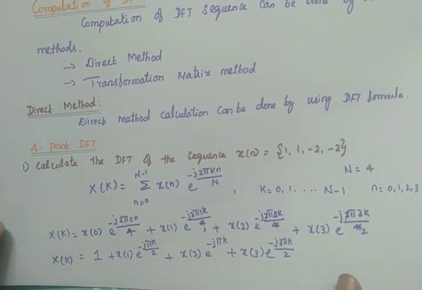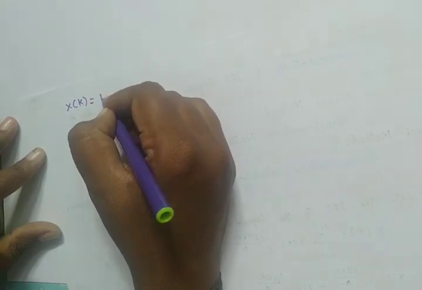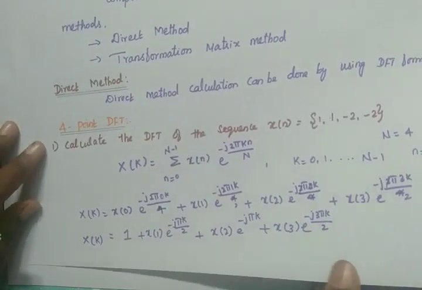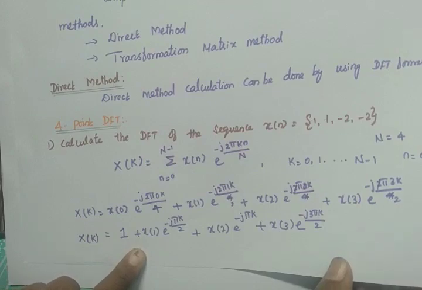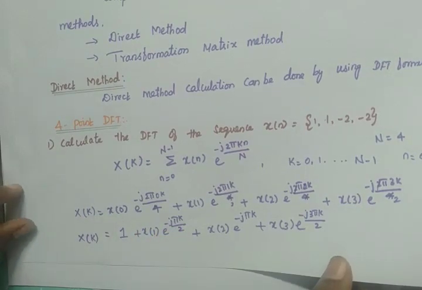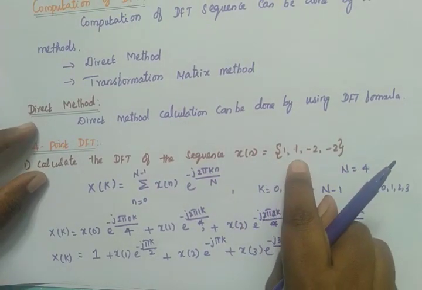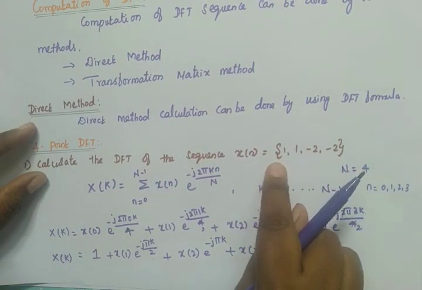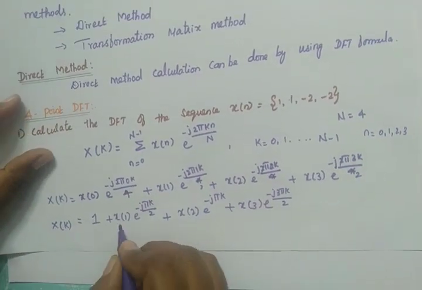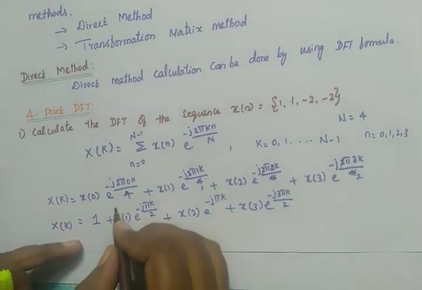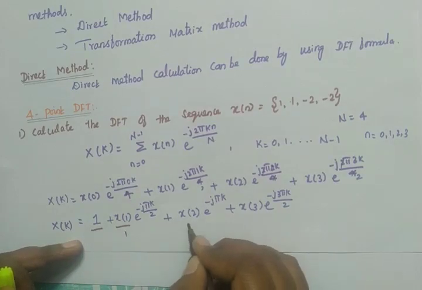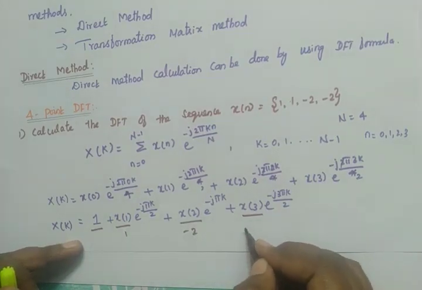Now let us continue. X of k, which is equal to 1 plus, now refer this previous, 1 plus e power minus j pi k by 2. What is this? Now refer x of 0. This is x of 0, 1, 2, 3. Here we have 1. Now we can substitute 1 here. This x of 1 is equal to this 1. X of 1 is 1. X of 2 is minus 2. X of 3 is minus 2.